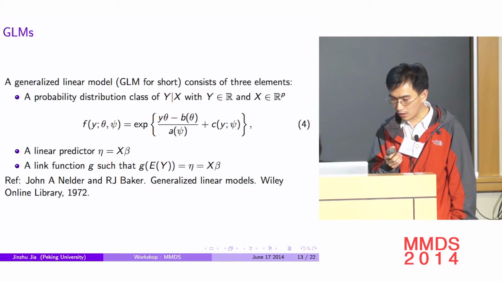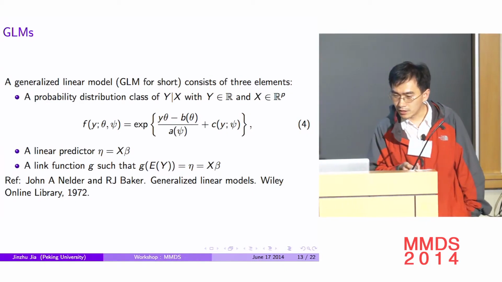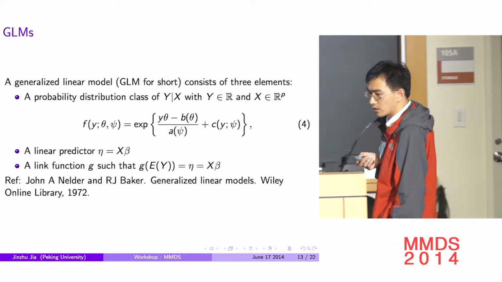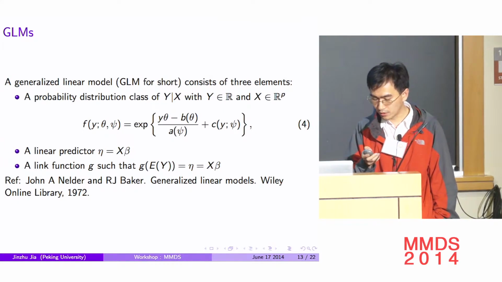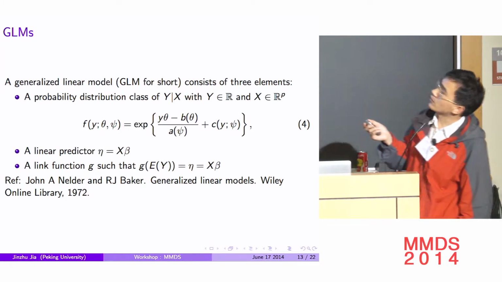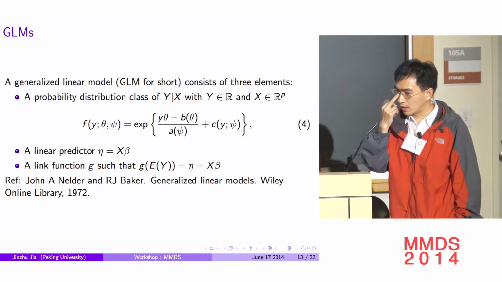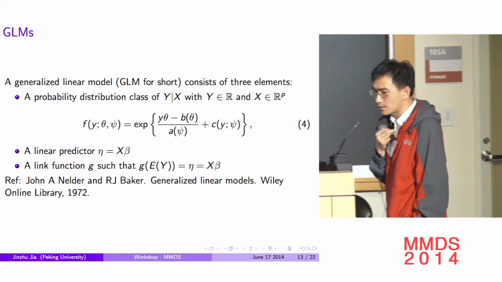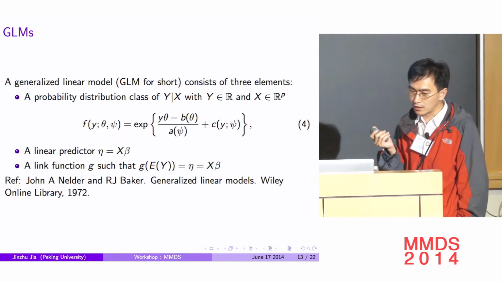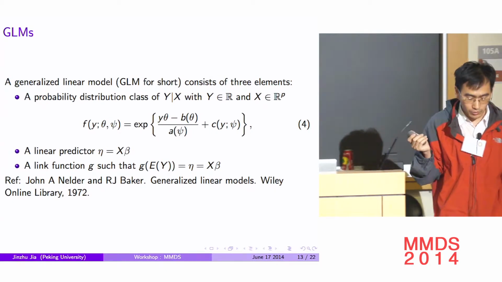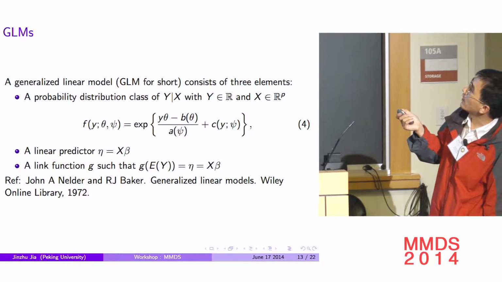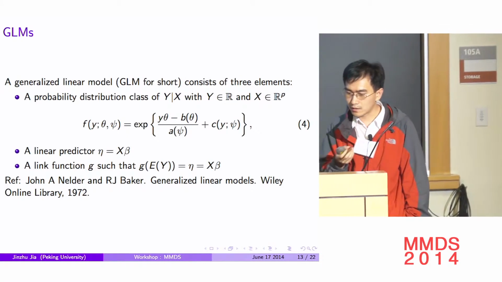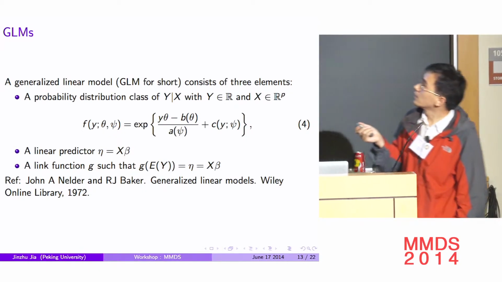Let's first have a quick overview of the generalized linear model. A generalized linear model consists of 3 components. The first is the probability distribution, the conditional probability distribution. Usually, people use this distribution as the conditional distribution class. It is called the extended exponential family. It is a little bit different from the exponential family. Anyway, this is a very common distribution class for the generalized linear model.